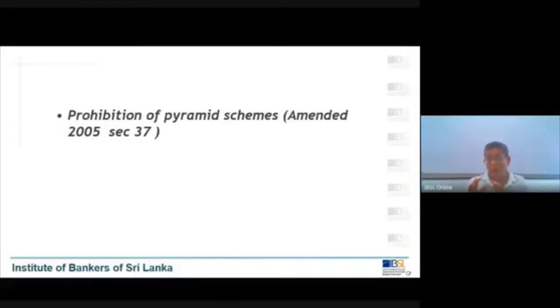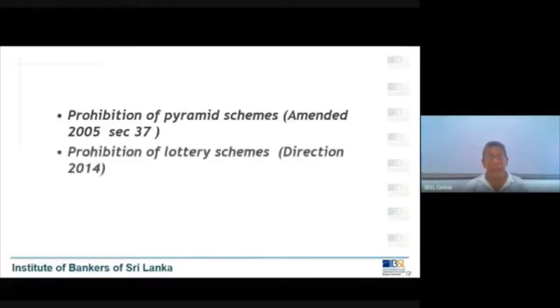Now, according to the central bank, under the Banking Act, a financial institution is not supposed to carry out any pyramid schemes. These are prohibited schemes, sometimes called network schemes, same thing. And banks cannot carry out lottery schemes. Now, can you remember earlier banks carried out lottery schemes, no?